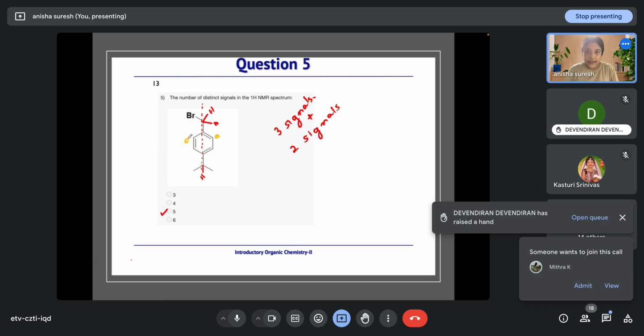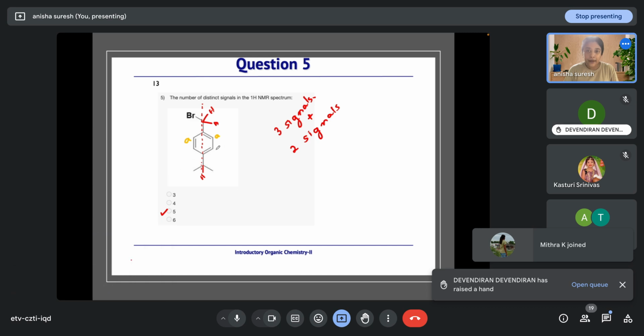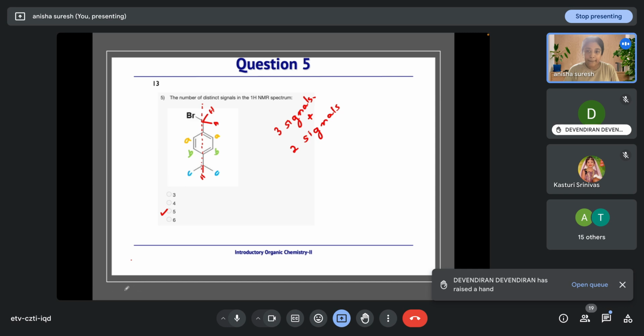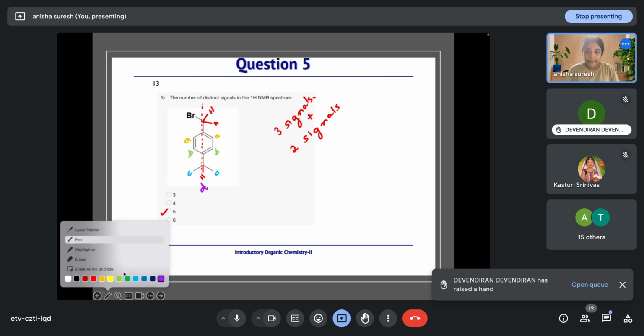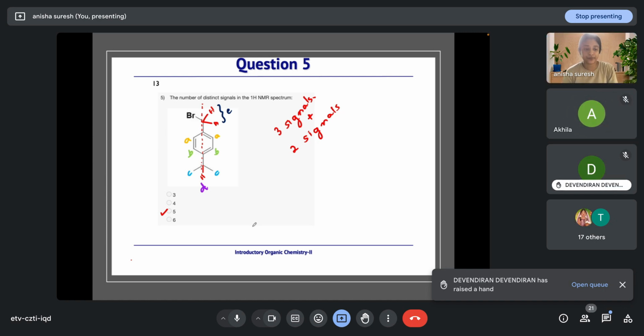So this will be similar. Then comes this. And this. Total 5 signals will be coming. Any doubts? Hello? No, ma'am. Okay. So total number of signals will be 5.